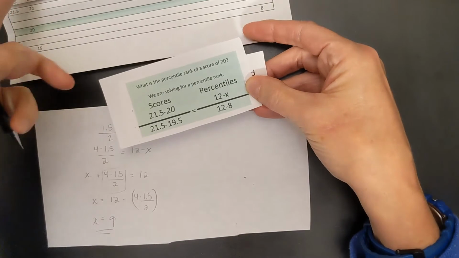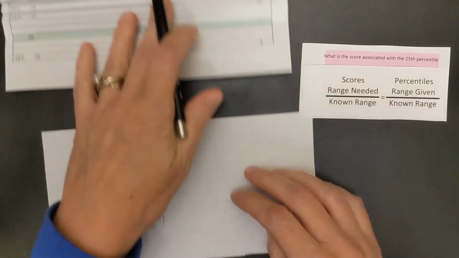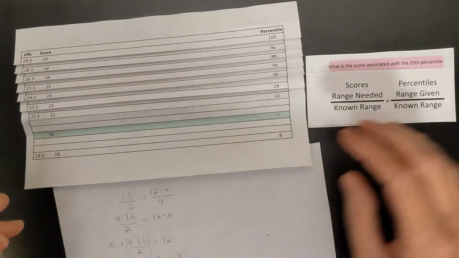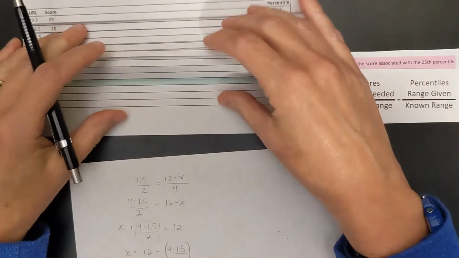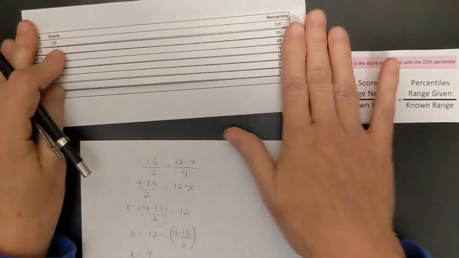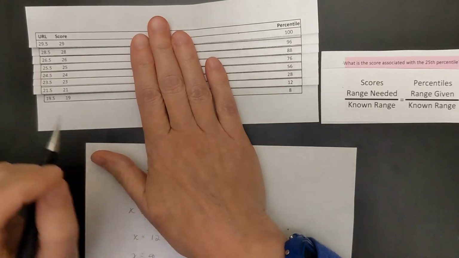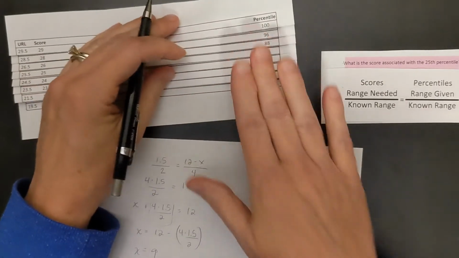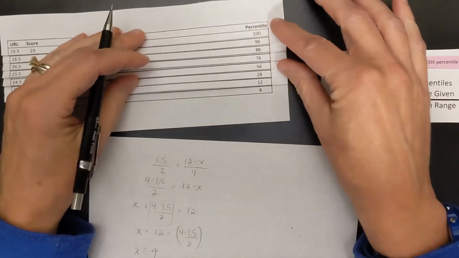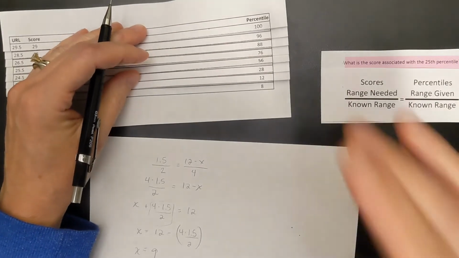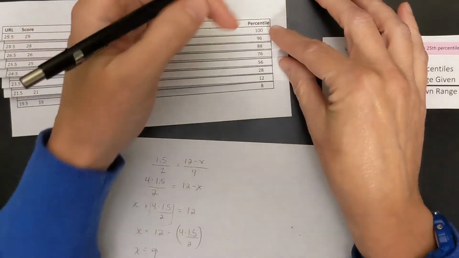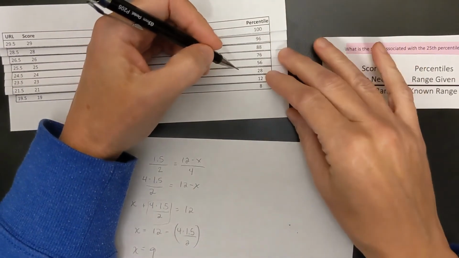All right, so next, that's one often thing that you'll see: they'll give you a score and they'll ask you for the percentile. The other thing they'll do is give you a percentile and ask you for the score. So back to what our table looks like. What is the score associated with the 25th percentile? This is a really common one. The 25th, the 75th, those are really common percentiles. Also the 90th or 95th.